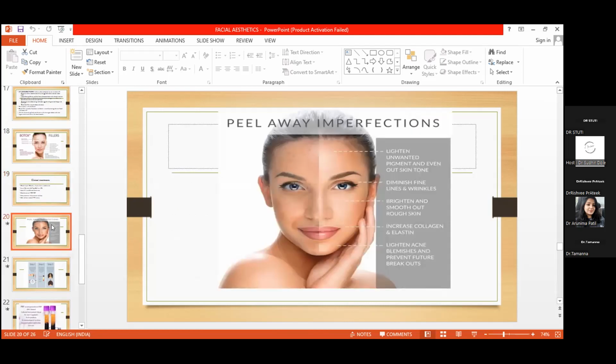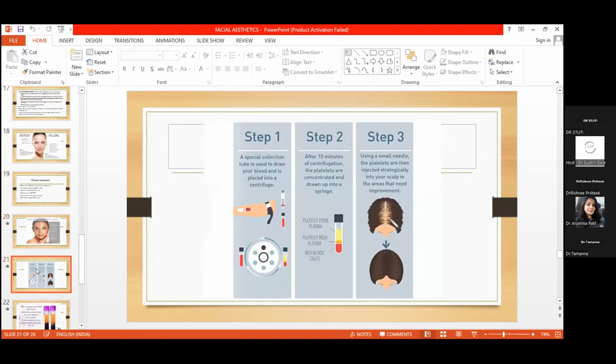So basically chemical peel, what it does, it takes away your imperfections. So lighten the unwanted pigment and even out your skin tone, diminish fine lines and wrinkles to some extent, brighten and smoothen out rough skin, increase collagen and elastin, lightening acne, blemishes, and prevent future breakouts. So you can see each and everything can be countered by peel. But peel has to be done in sessions. So a single sitting would give only 15 to 20% result.